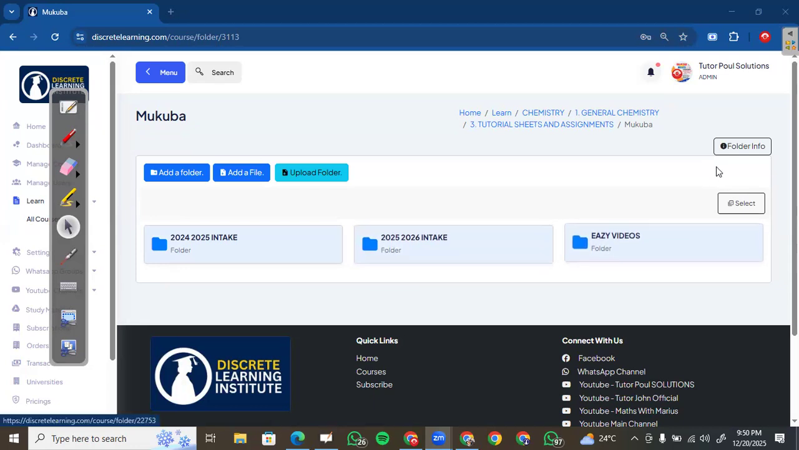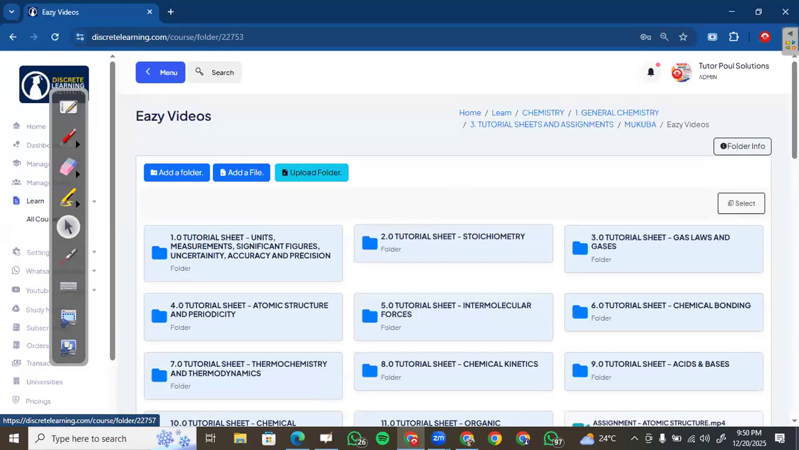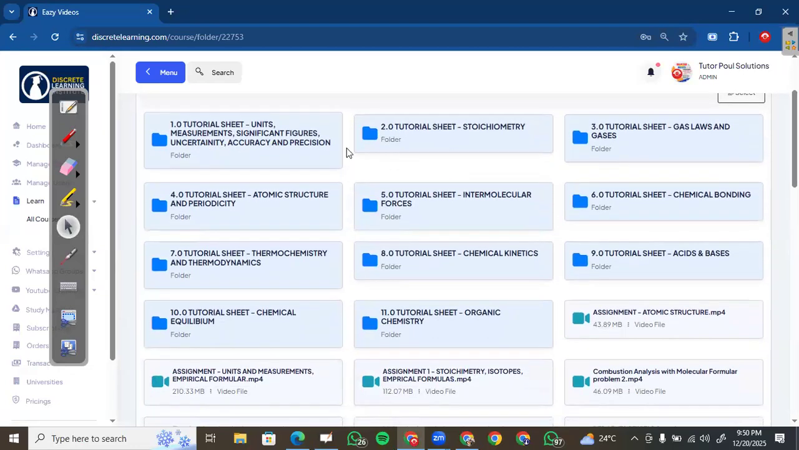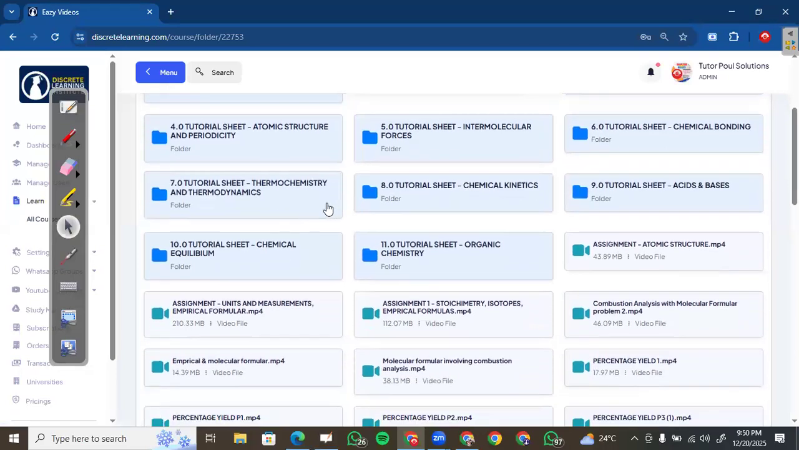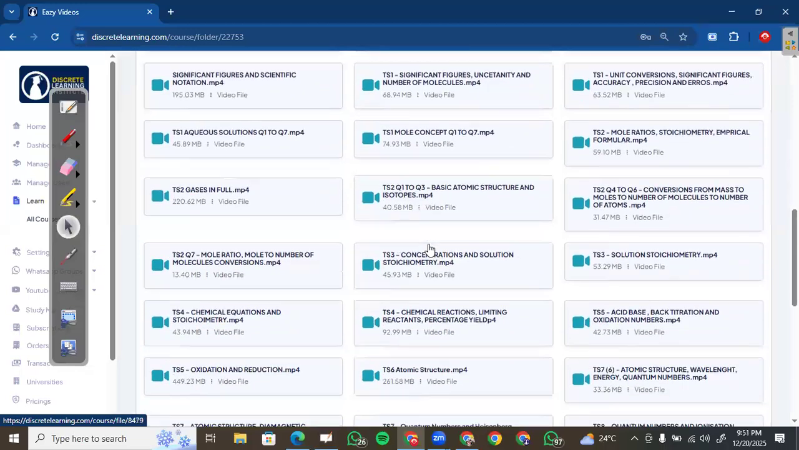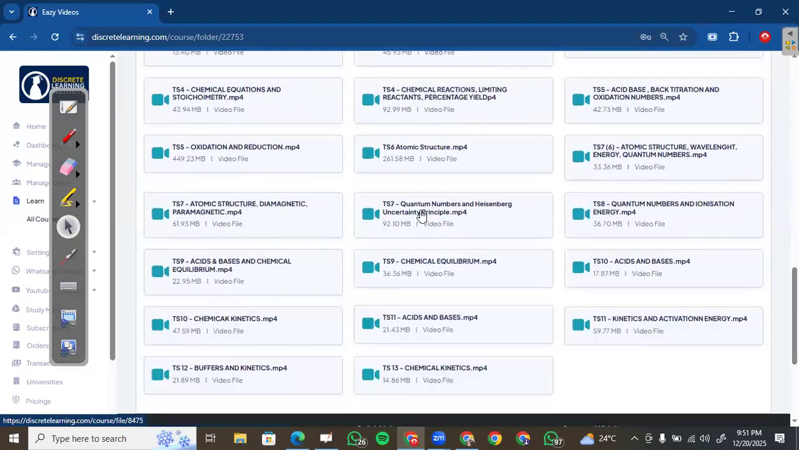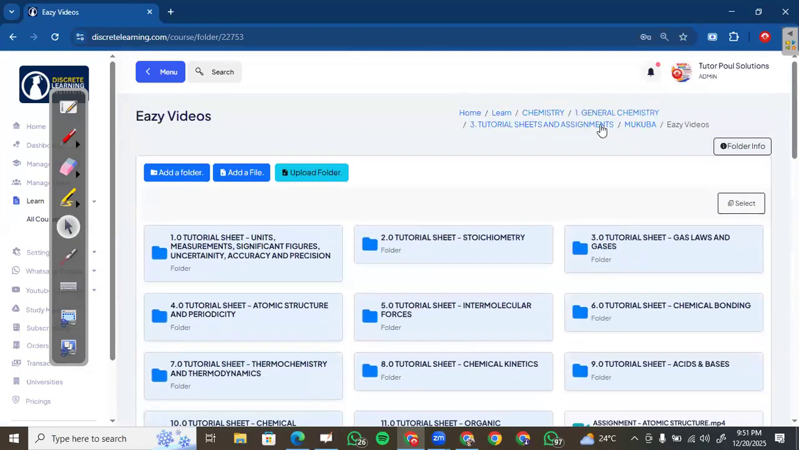Then we also have this folder here written as easy videos. In these easy videos, you're going to find tutorial videos on all the topics that you can think of in chemistry. You can see units, measurements, significant figures, uncertainty, stoichiometry, gases, gas laws, atomic structure, intermolecular, chemical bonding, thermochemistry and thermodynamics, acids and bases, organic chemistry. You're going to find all the videos. We have a lot of videos here on tutorial sheet questions. You can use them to learn and study at your own time, at your own pace, even in your blankets.